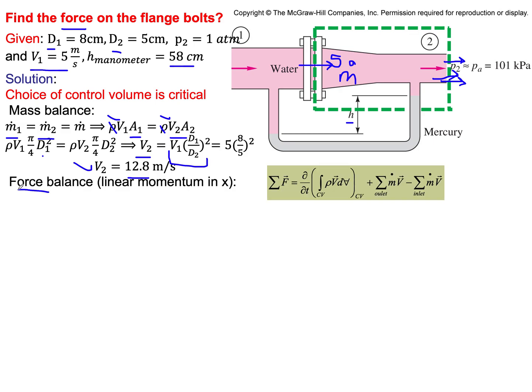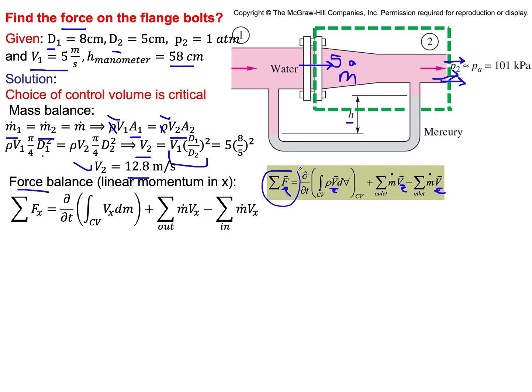So let's see. That's my force balance, and let's do it in the x direction, so sigma Fx equals m dot times Vx out minus Vx in. So what forces are acting on my control volume in the x direction? The control volume is this green control volume. So let's see. One is we are cutting through the bolts. Perfect. So we've cut through the bolt.